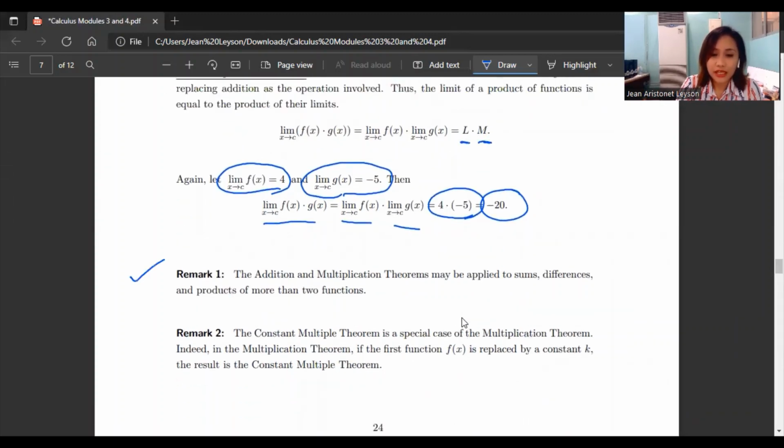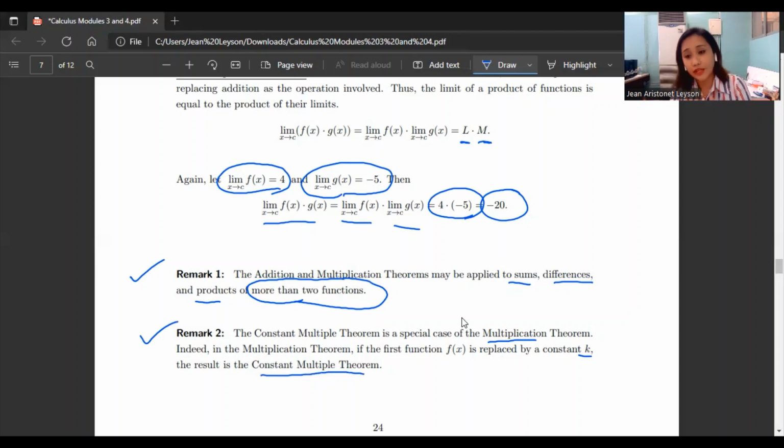Take note. The addition and multiplication theorems may be applied to sums, differences, and products of more than two functions. So we can have the sum, the difference, and the product of more than two functions. You can have 3, 4, 5 functions, and so on. Second one, the constant multiple theorem, that was the third theorem earlier, is a special case of the multiplication theorem. Indeed, in the multiplication theorem, if the first function f of x is replaced by a constant k, the result is the constant multiple theorem. So after evaluating the limit, simply multiply it with the constant.